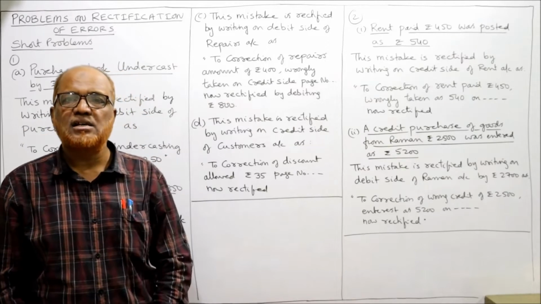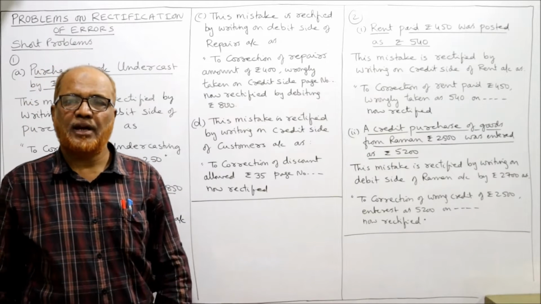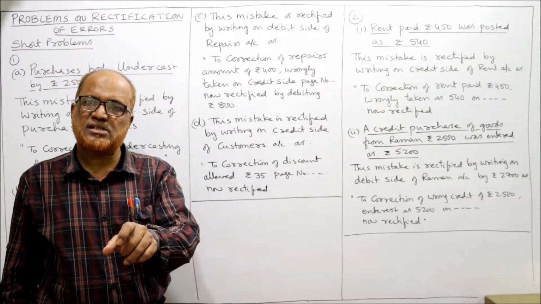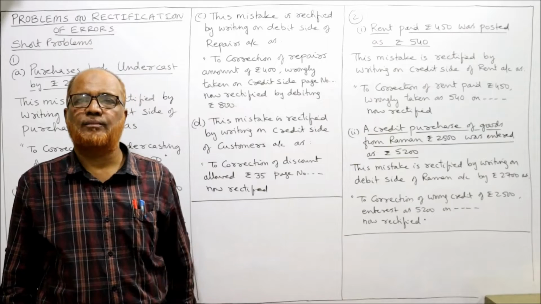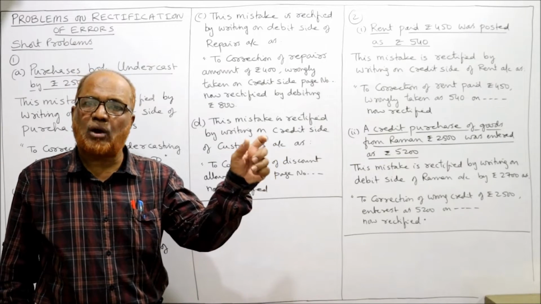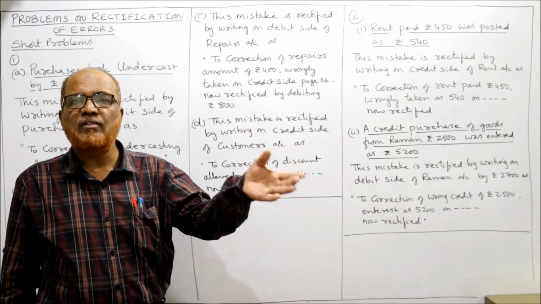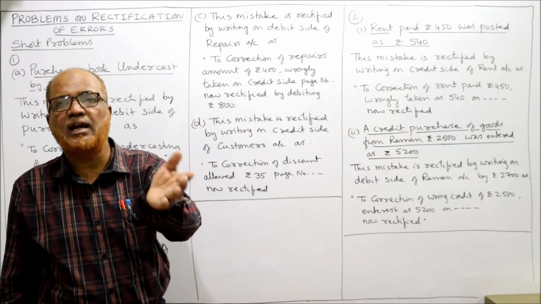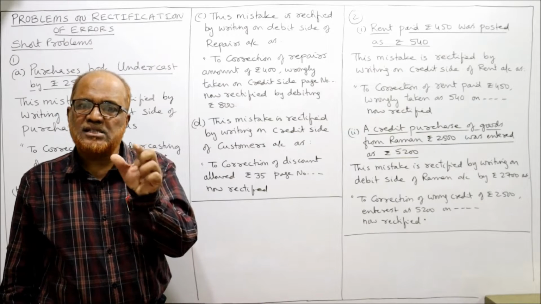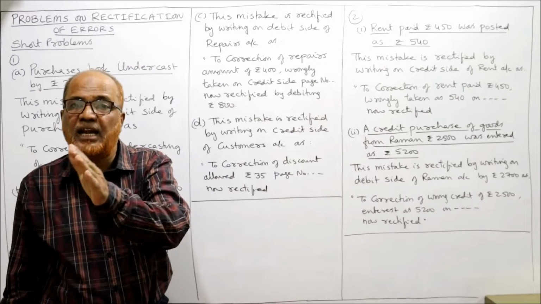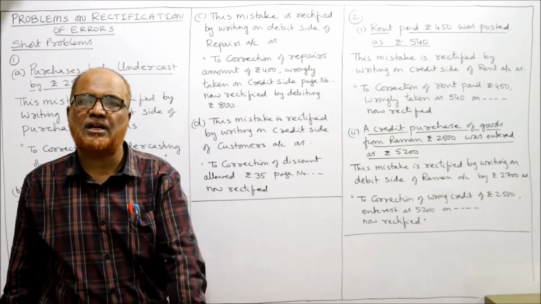Now the mistake is that it is not posted to customer's account. It's a one-sided error. The error is there only in the customer's account. There is no error in the discount allowed account. We have correctly debited discount allowed, but we forgot to record it on the credit side of the customer's account. This error will be rectified by crediting the customer's account by rupees 35.